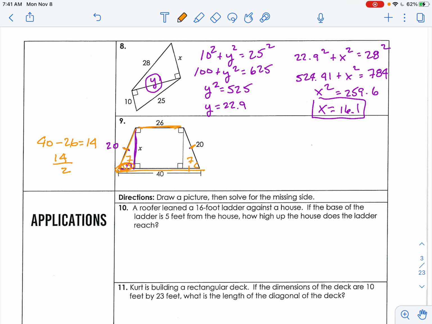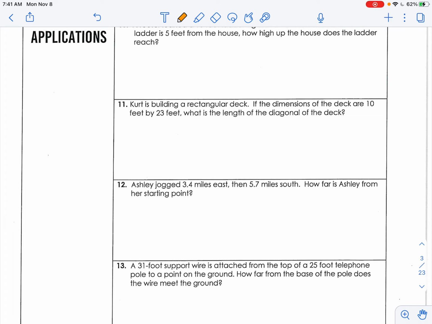All right, so let's look at the setups for these next ones here. There are some applications, some word problems. I want to look at 11 and 12. Number 11 uses the word diagonal. I just want to go over this one. I'm not sure if you're familiar with what that is. But I have a rectangular deck. So if I draw my rectangle, I need you to know the diagonal goes across like this. That's probably pretty obvious. But it says if the dimensions are 10 by 23, what is the length of the diagonal? So that would be the setup for that.